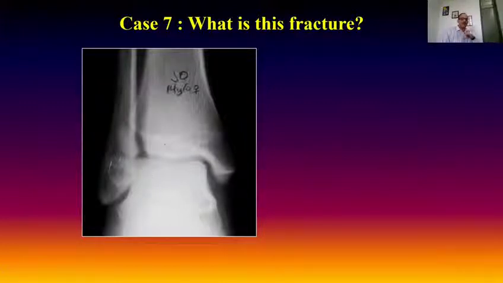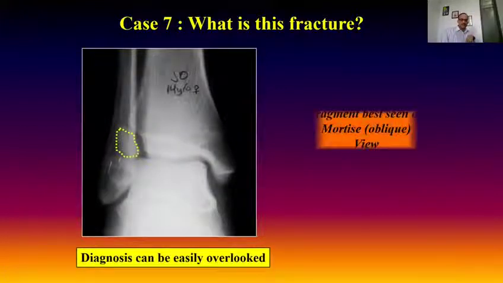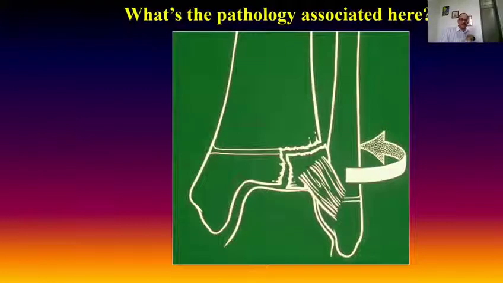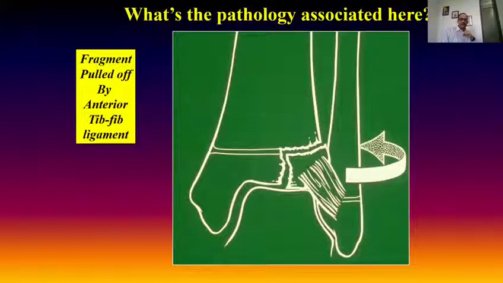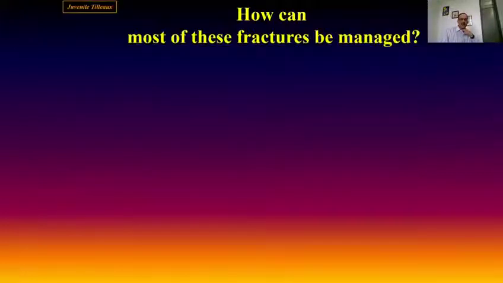So any girl between 11 and 13 or a boy between 12 to 14, looking at this X-ray, get a mortise view. Diagnosis is usually missed. That small fragment is overlapping. So juvenile Tillaux fracture is an avulsion fracture of the distal tibiofibular ligament. It's pulled off, it's intra-articular and it's intraphyseal. So obviously this needs accurate anatomic reduction and fixation.